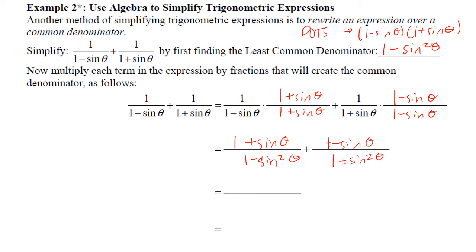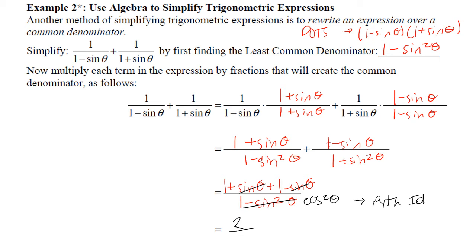Now that I have a common denominator, that means I can combine my numerators. So I have 1 plus sine theta plus 1 minus sine theta all over 1 minus sine squared theta. At this point, my sine terms cancel out because I have a positive and a negative. And 1 minus sine squared theta can become cosine squared theta because it's a Pythagorean identity. So in the end, I'm left with 1 plus 1, which is 2, over cosine squared theta.